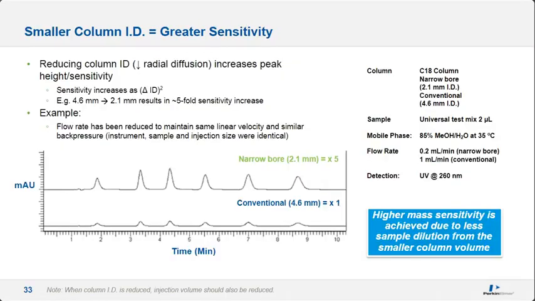Here's an example of how the smaller column ID can provide for greater sensitivity. There's a comparison of two chromatograms, one performed on a narrow bore column of 2.1 millimeter ID versus a conventional column of 4.6 millimeter ID. We can see that we get approximately a 5-fold increase in sensitivity by utilizing a smaller bore column. Higher mass sensitivity is achieved due to less sample dilution from the smaller column volume.